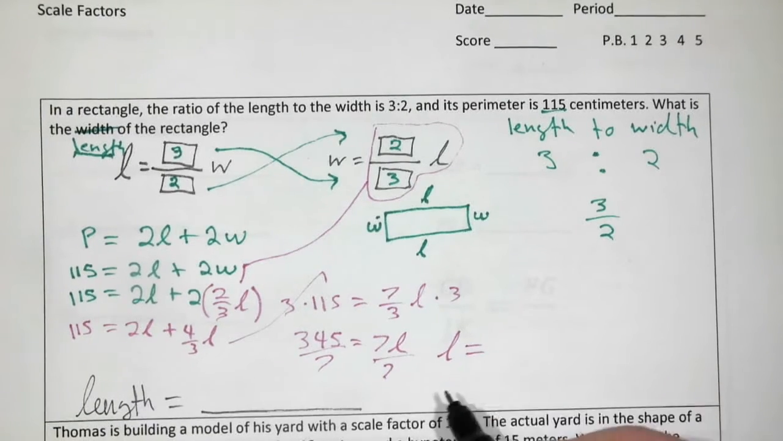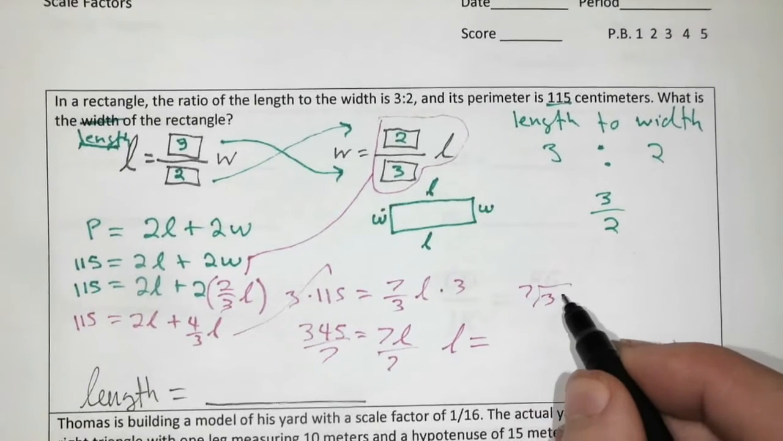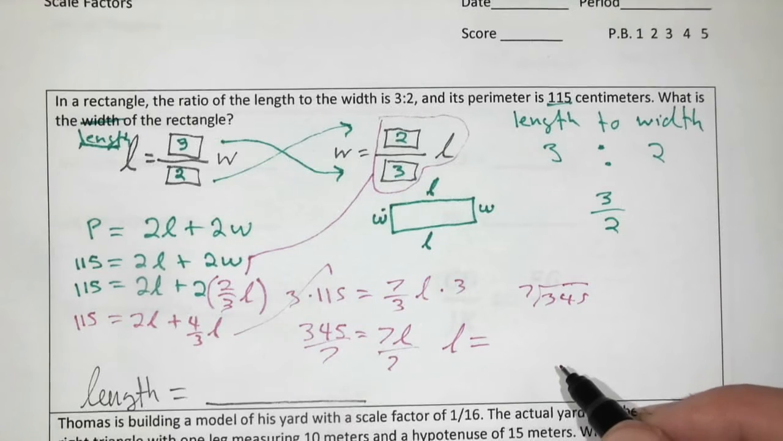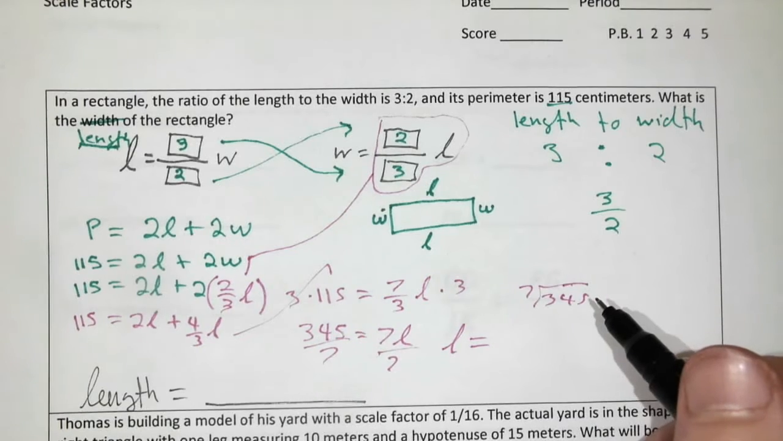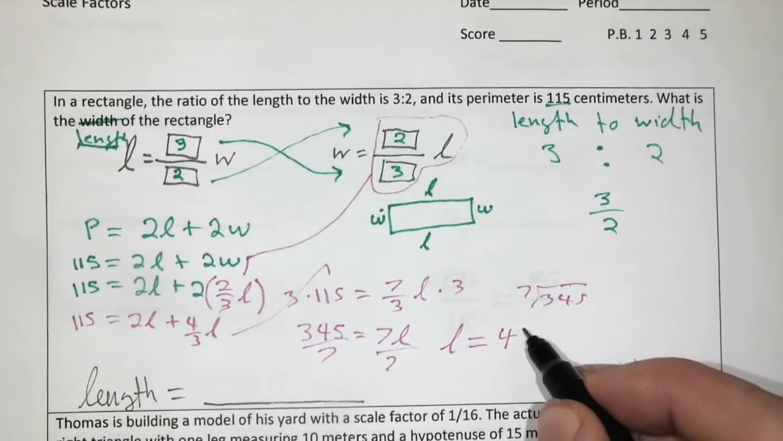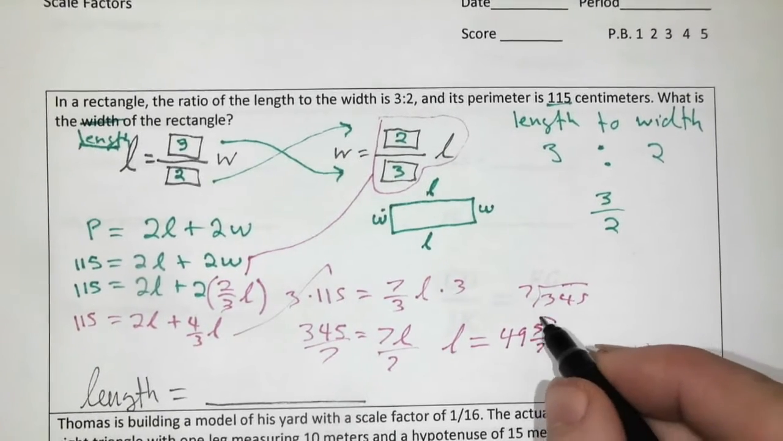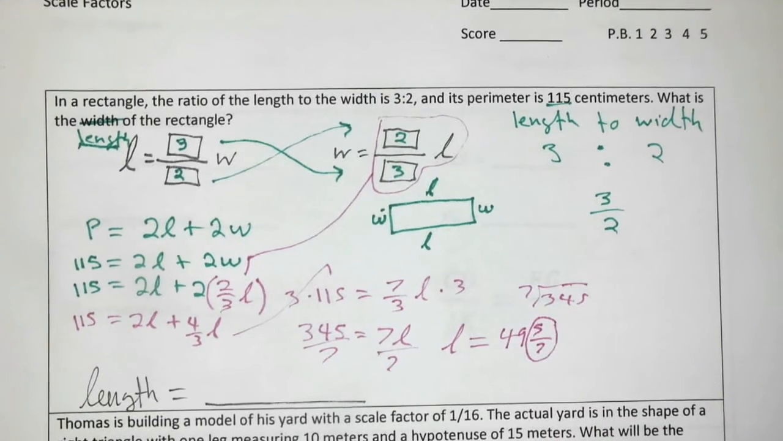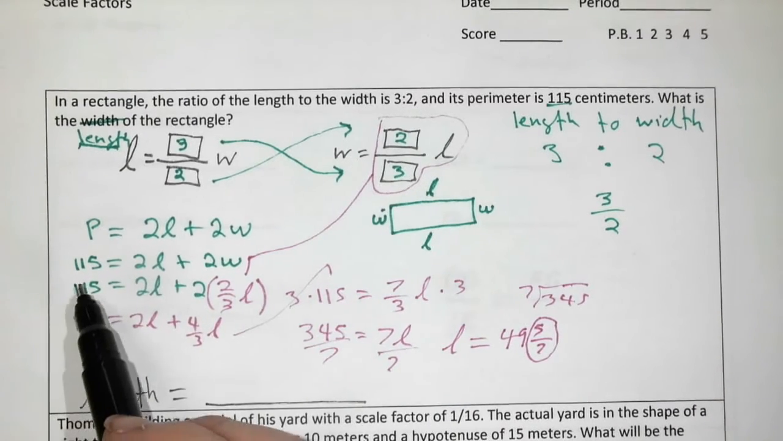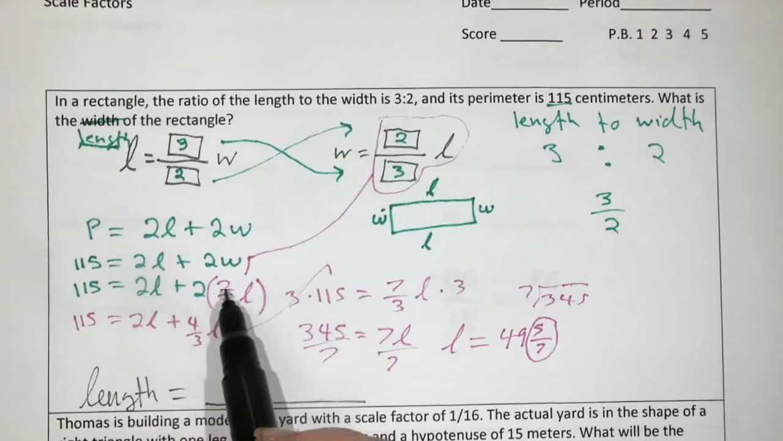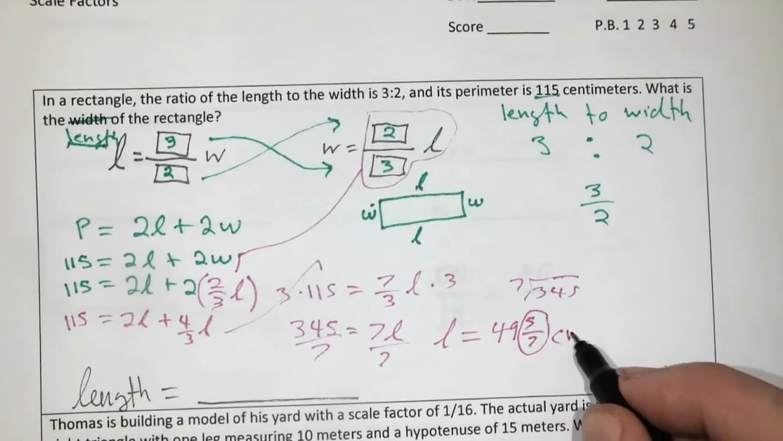And L is equal to 345 divided by 7. If it was 350, it would be 50. So it's going to be 49 and 5 over 7. I'm not sure what this decimal is, but that is L. You can get right here and do your insolve and you'll be good. And it's in centimeters.